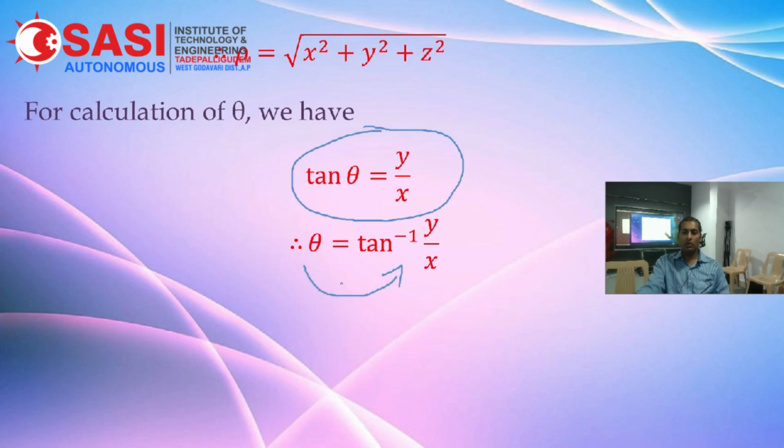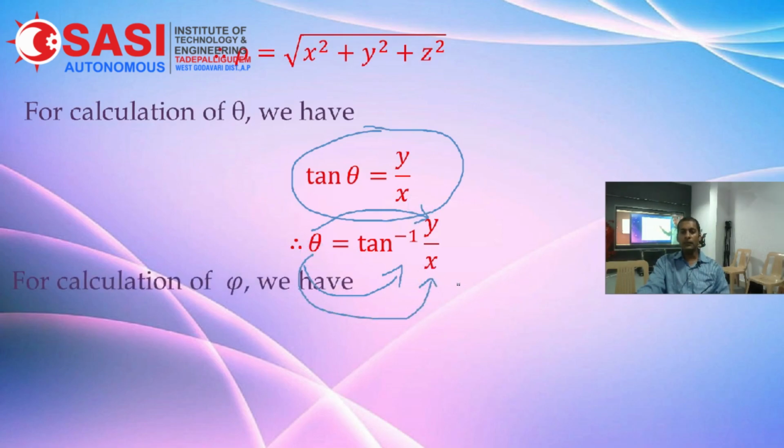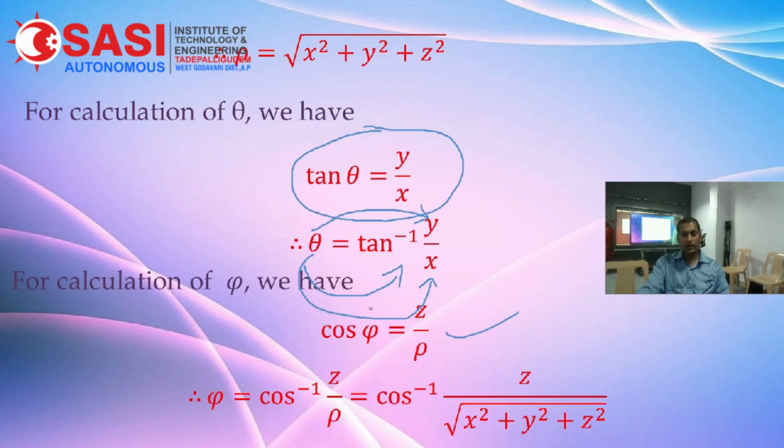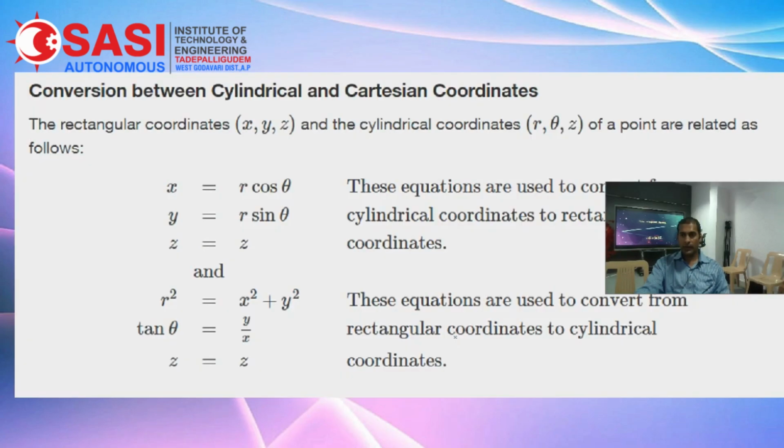So from here we can also get conversion of theta, if theta is represented in form of y and x. For calculation of phi, we can have cos phi is equal to z by rho. So phi will be equal to cos inverse of z by rho, where rho is nothing but square root of x square plus y square plus z square. So this is for the calculation of phi.